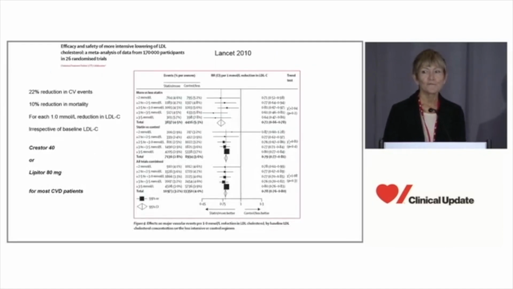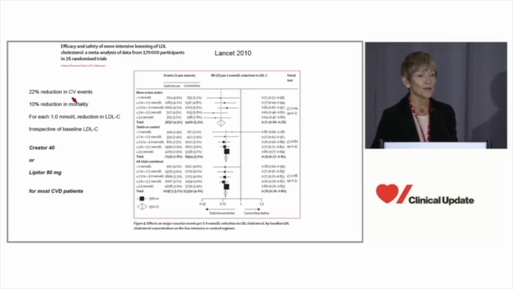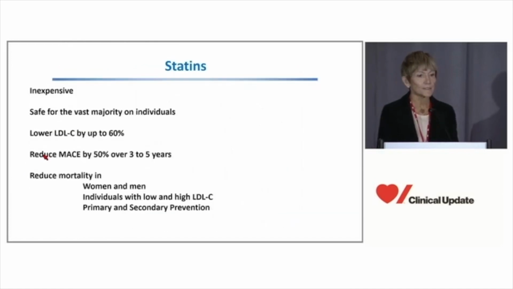And of course, we know from all of the statin data out there that for each 1 millimole reduction in LDL, there is a 22% decrease in cardiovascular events and a 10% reduction in mortality. And of course, we don't normally lower LDL by 1 millimole per liter. We normally lower it by at least 2 and often 3 millimoles per liter. And so this is why, for most cardiovascular patients, we're recommending the highest doses of statins if tolerated and the highest doses of the most effective statins.